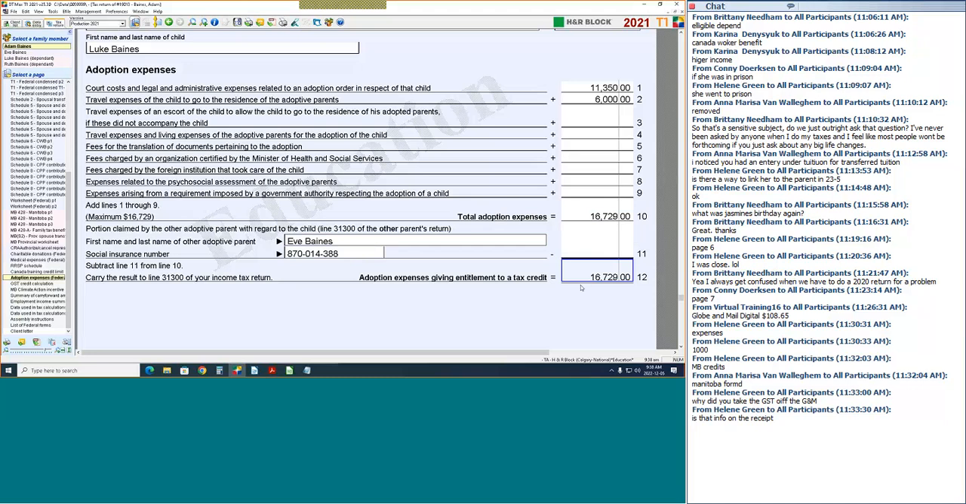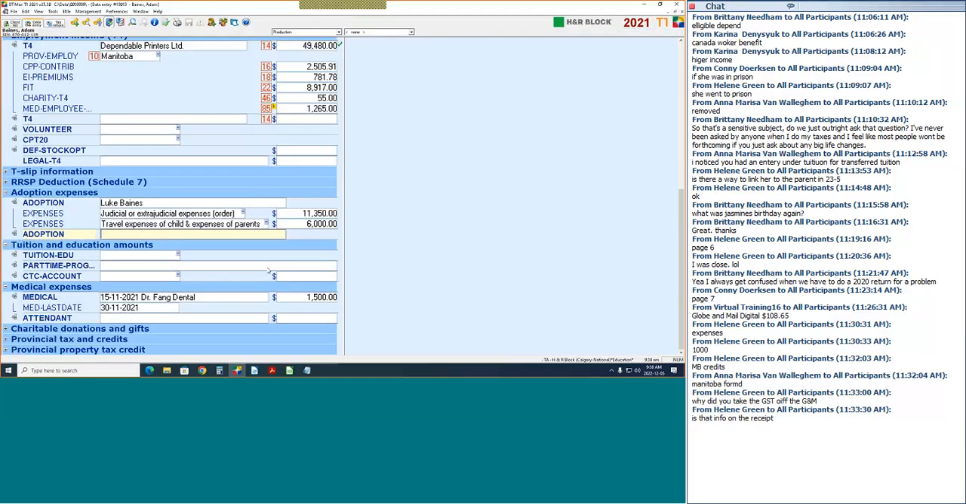And it's going to tell me what my limit is. Remember, you can adopt more than one child. So if they had adopted two children in the year, I could claim a second adoption amount for a second child and a third child and however many children I have. As long as I'm not double claiming the receipts, I'm good to go. So if the receipts are for multiple children, you'll have to separate them out. Okay.